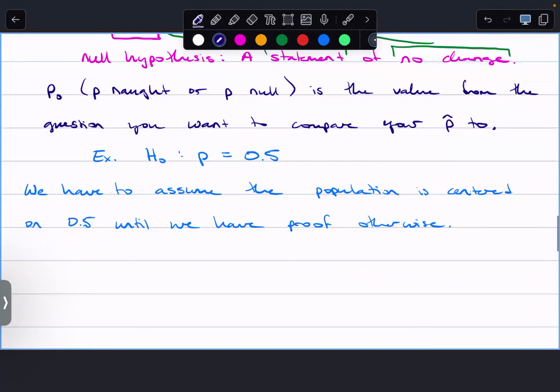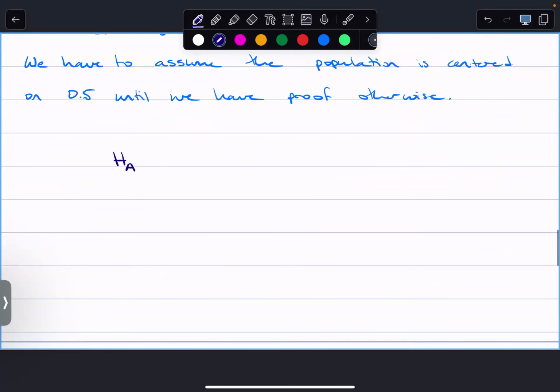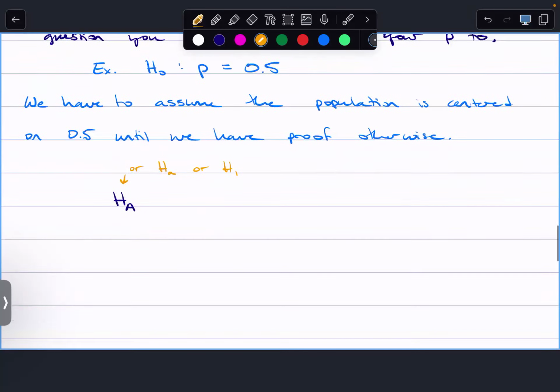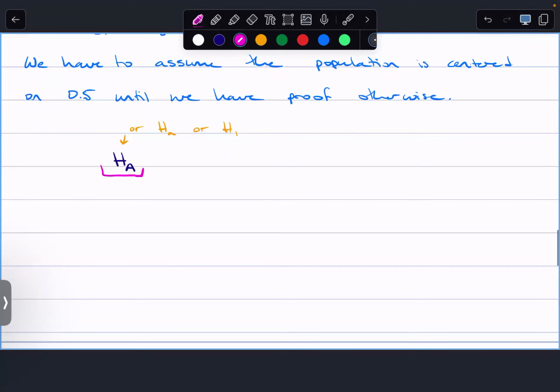But the alternative hypothesis, I use HA. I'm curious to know what Allison would use. But I'll use HA for now. Some other options are lowercase a or H1, depending on what field you're in, right? 0 and 1 kind of makes sense. I use a capital A just because I think it makes it more obvious, but this is the alternative hypothesis.